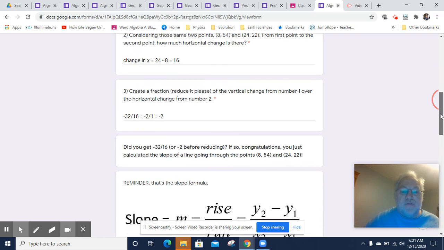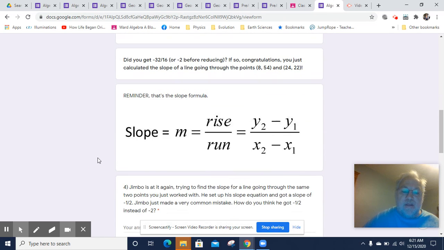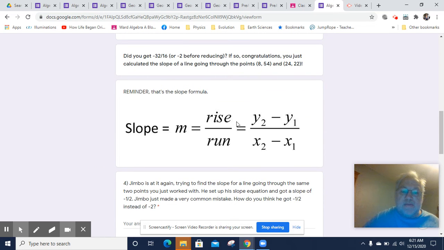We got negative 2. So if you got negative 2 after reducing, then you just found the slope of a line going through those 2 points. And here it is: the slope, rise over run. In this case, our rise is negative, so you might call it a fall over our run. If one of our points was (8, 54), we call this point 1, and this is point 2.